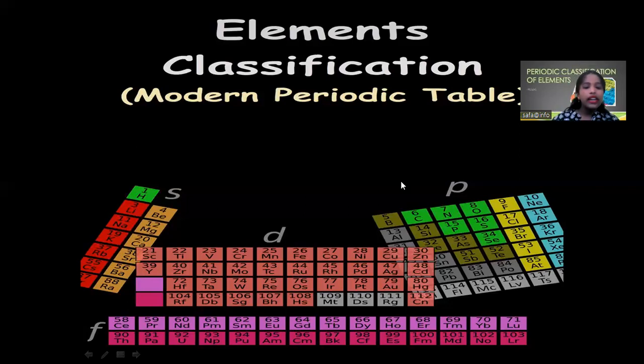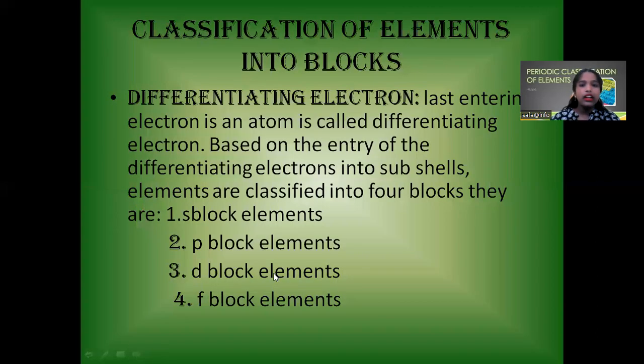Now we are going to learn about the classification of elements into blocks. The last entering electron in an atom is called the differentiating electron. Based on the entry of differentiating electrons into subshells, elements are classified into 4 blocks. They are S block elements, P block elements, D block elements, and F block elements.